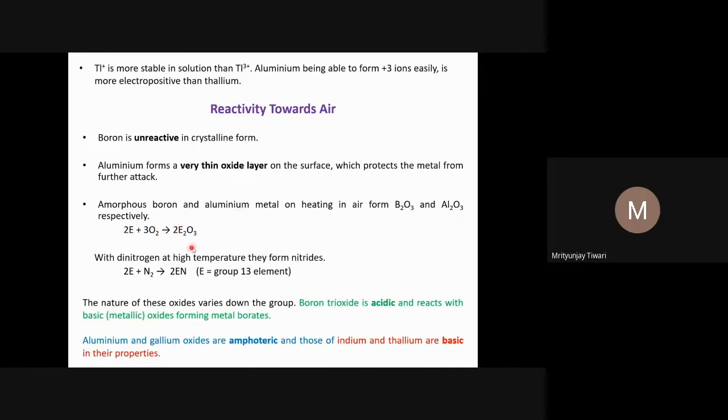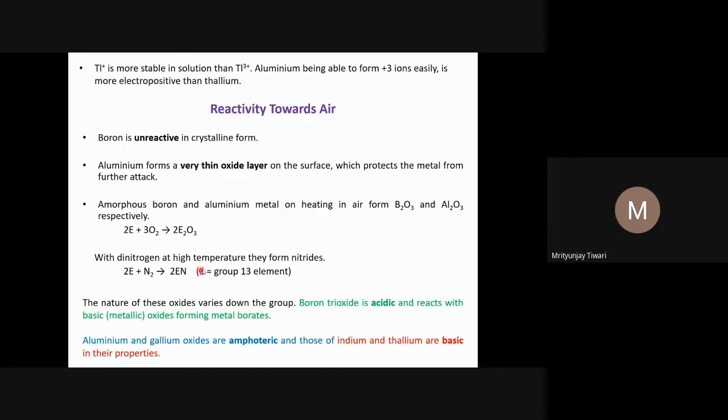So what we see is a general reaction of these group elements with oxygen: 2E plus 3O2 gives 2E2O3. And why is this O3? Because they can exist in the plus 3 oxidation state. Plus 3 oxidation state doesn't mean plus 3 ion. Please remember, plus 3 ion is different, plus 3 oxidation state is different. In HCl, hydrogen is in plus 1 oxidation state, but in gaseous HCl, it doesn't mean hydrogen exists as H plus ion. HCl provides H plus ion only in aqueous solution.